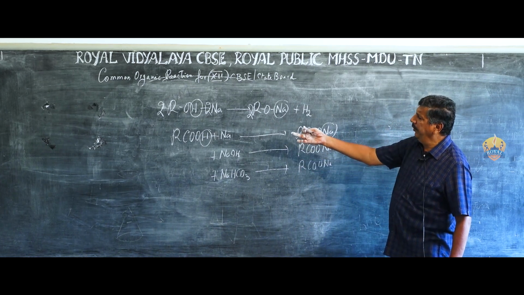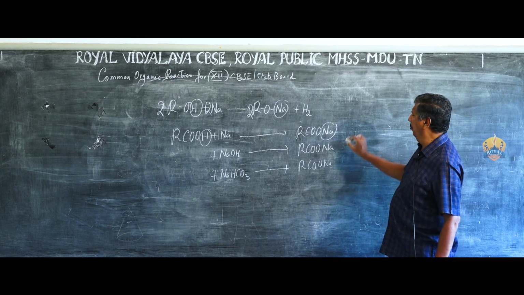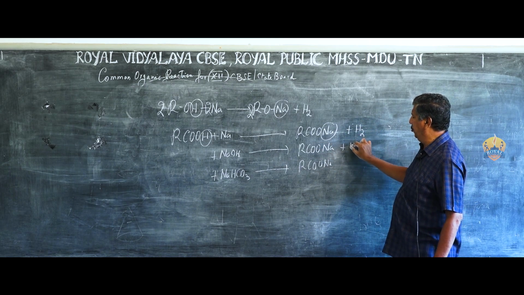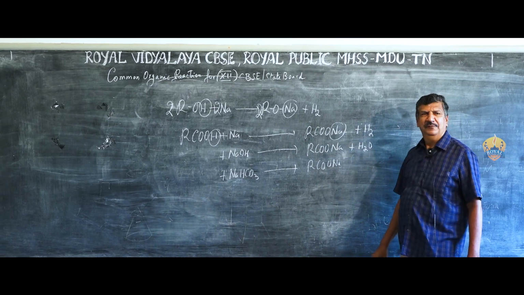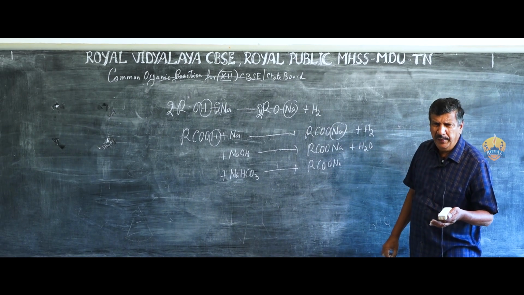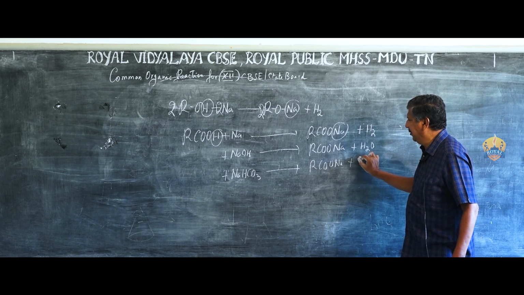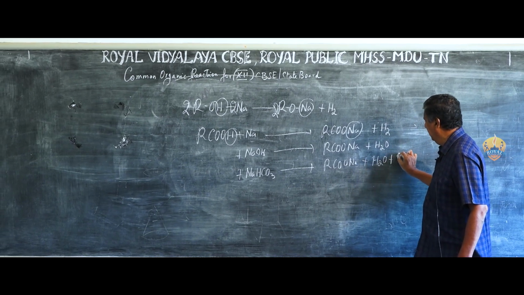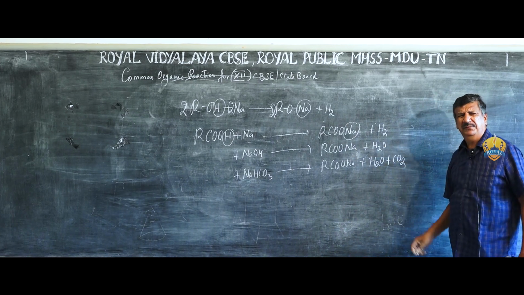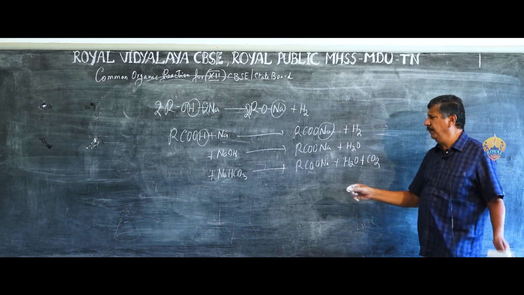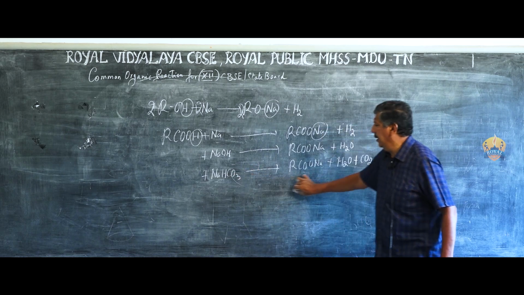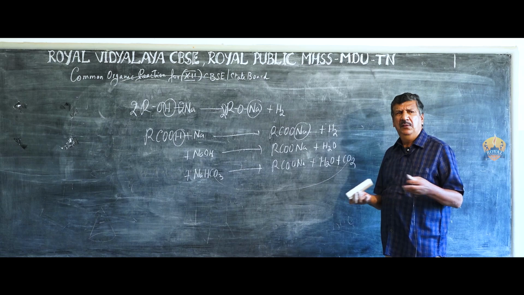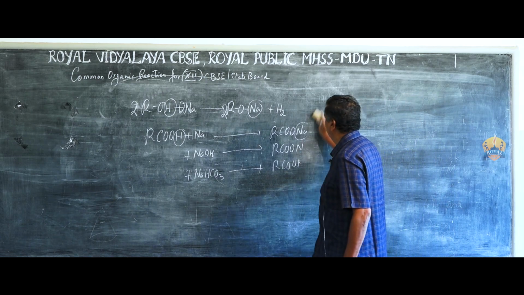See, you write according to this one. For sodium, it means H2. For sodium hydroxide, it means H2O. For sodium bicarbonate, it is water plus carbon dioxide. That's all. Carbon dioxide because of carbonate. Because of carbonate, we are just adding carbon dioxide. Okay, next one.